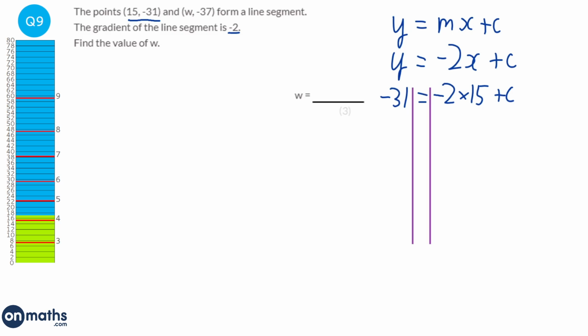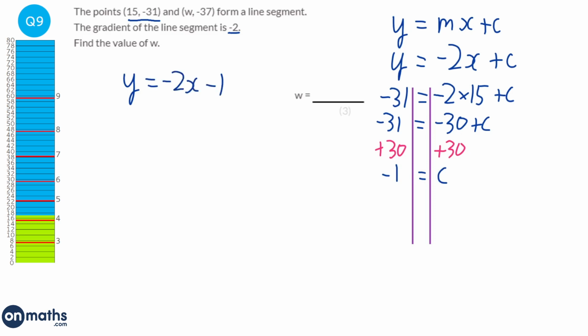So first thing I'm going to do is, well, just tidy this up. -2 times 15 is -30, so -30 plus c. And I'm just going to add 30 to both sides to get c on its own. So that would be -1 equals c. So c is -1. So we now know that the equation is y equals -2x minus 1.